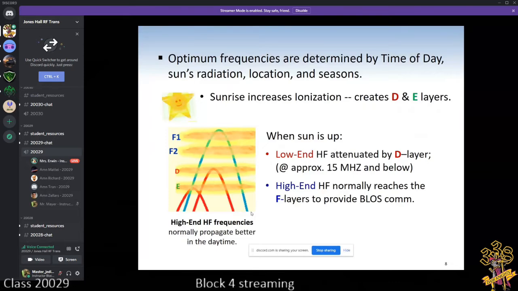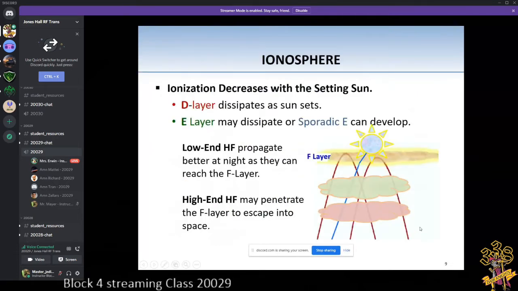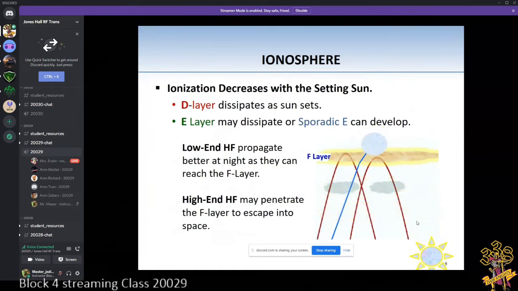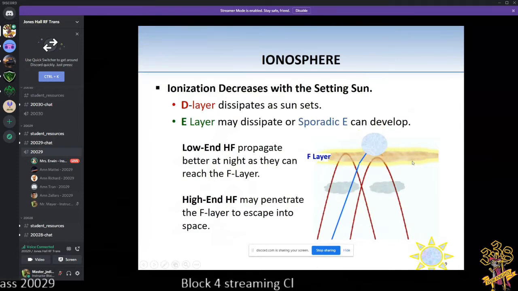Now, what's a high end frequency and what's a low end frequency? There is no specific answer. Basically, if it's the daytime and you're using 15 megahertz and it quits working, then you may want to go to a higher frequency. Watch this. I'm proud of this. Sun goes down. Ionization decreases. You lose the D layer. D layer can thin out or disappear. Your F layer thins down to just one layer. This is at night. The sun sets, no more ionization.